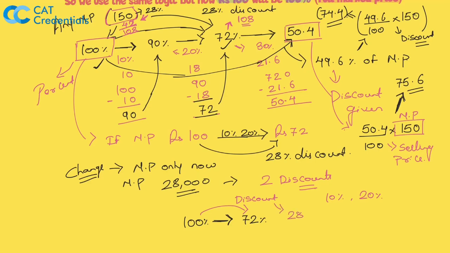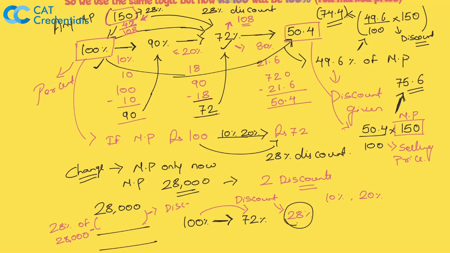So I gave a discount of 28%, such that 72% of the mark price is my selling price. In case they ask you what the discount is right now, you will say the mark price is 28,000, and 28% of that will be the discount given. And if they ask you to tell the selling price as well, what will you say? 28% of 28,000 will be subtracted from the mark price and you will get the selling price. Or you can say just take 72% of 28,000, that will be your selling price.